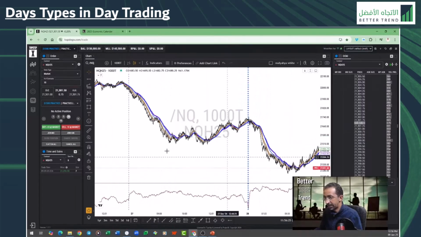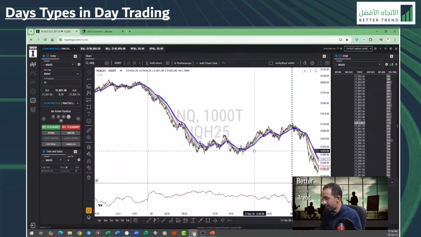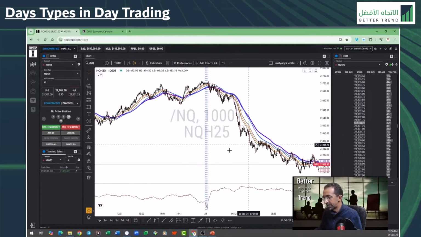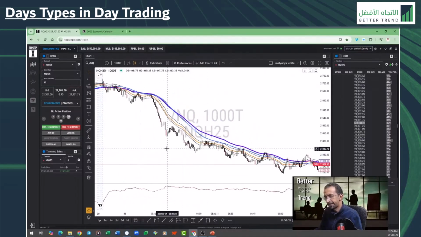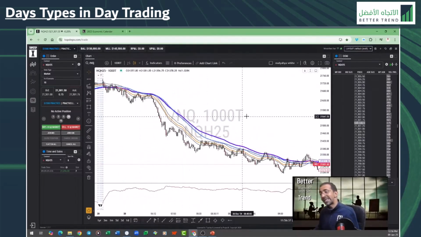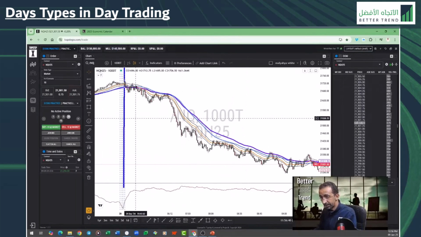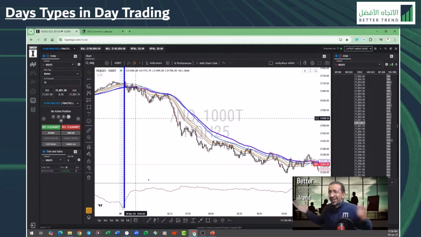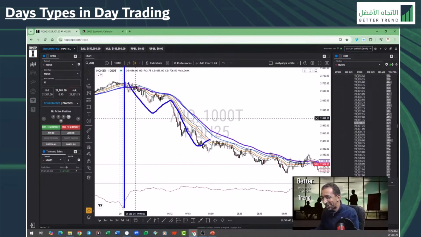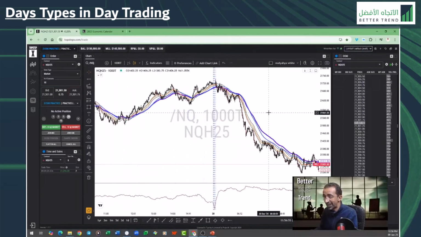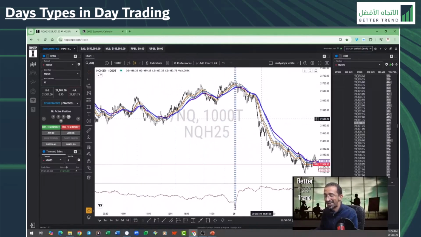Where is 9:30? Let's go with this one. This is 9:30. What do you see? Market started here. What do you see? I mean, even blind people can tell me. It's just a one direction day. Is it a continuation of yesterday or a reversal? Come on.